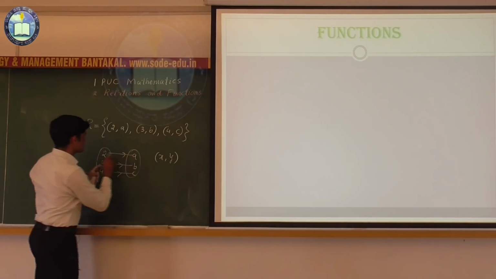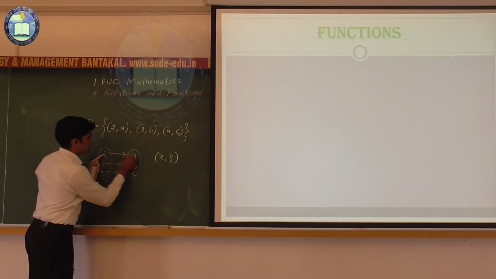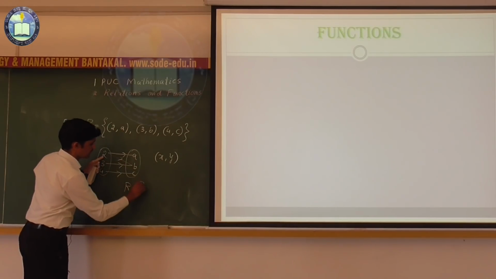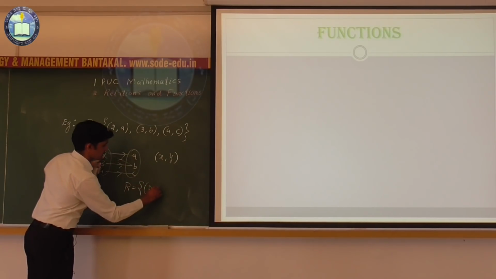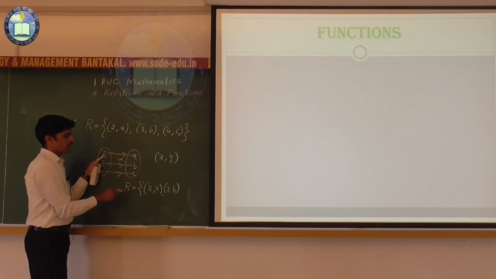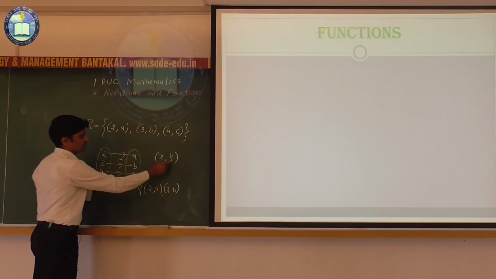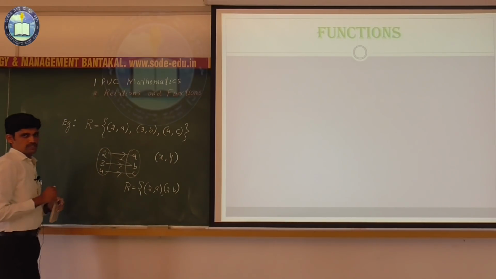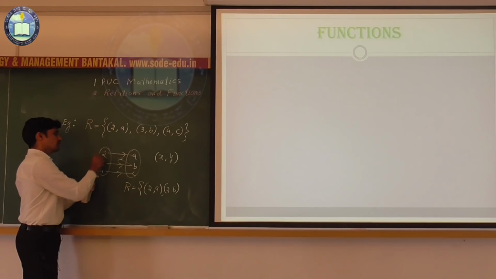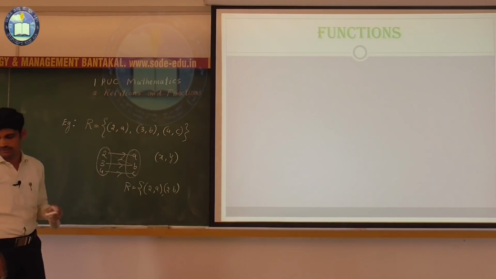And no two ordered pairs means, suppose here 2 has the image A and 2 has the image B. Then if you write the relation R here, 2 will be the first element for two ordered pairs, (2, A) and (2, B). Then this is not a function. So no two ordered pairs should have the same first element. And all the elements in the domain should have an image. That is the definition of the function.